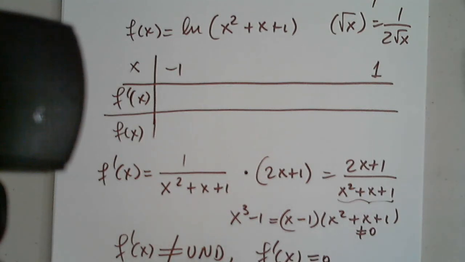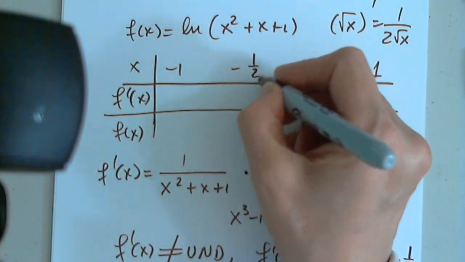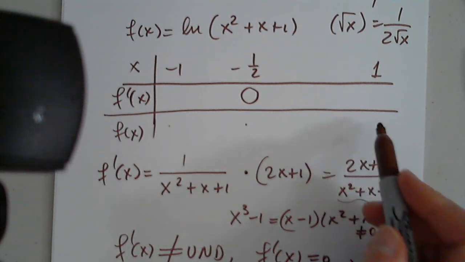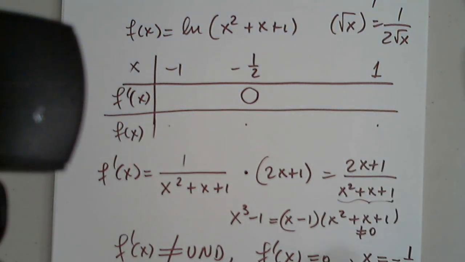Can anyone give us the solution? When is this 0? When x is 1/2? No. Yes, -1/2. At this point, I have to put in the original function these 3 values.